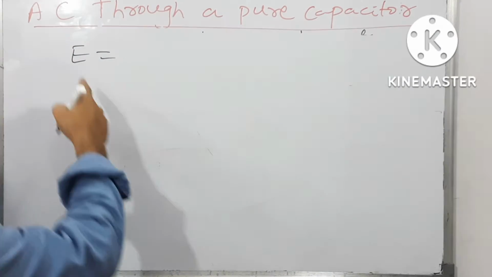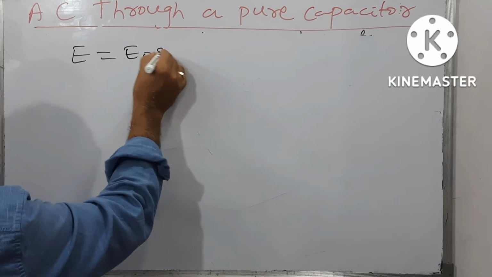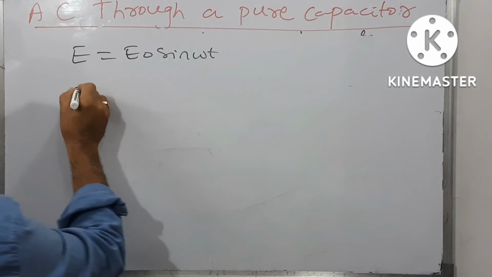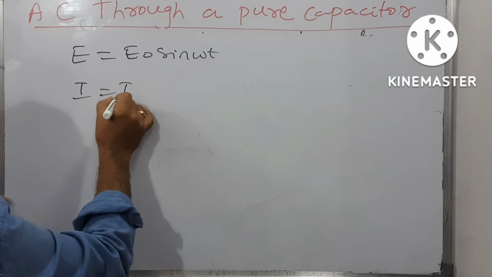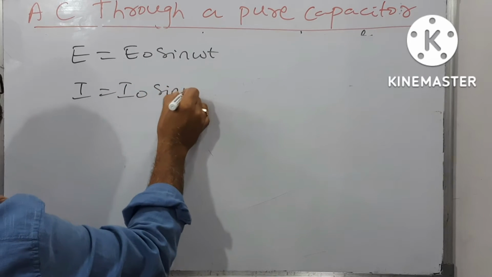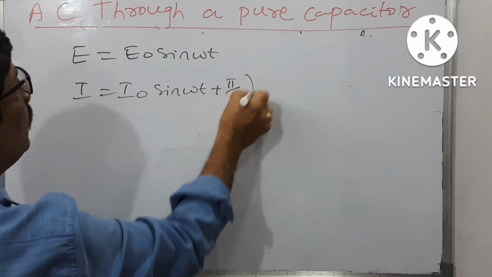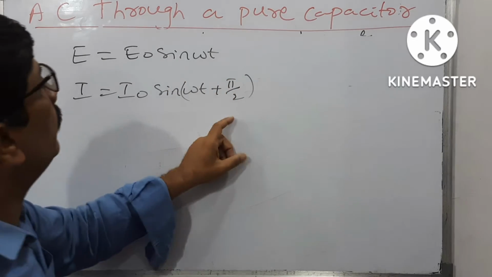So we already discussed E is equal to E naught sin omega t, we got it in case of the capacitive circuit. But I is equal to how much we got? I naught sin (omega t plus pi by 2). Pi by 2 means what? 90 degrees or pi by 2 radians.